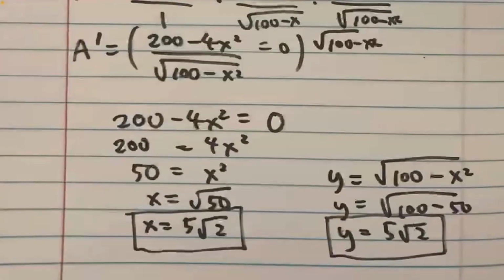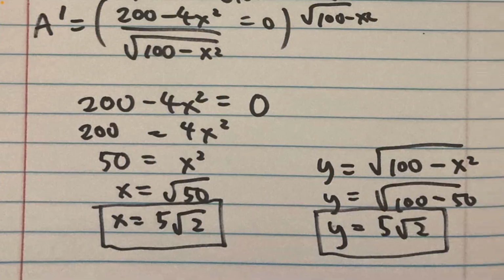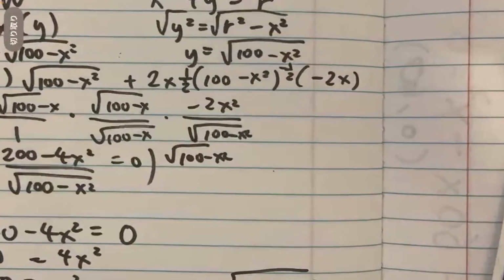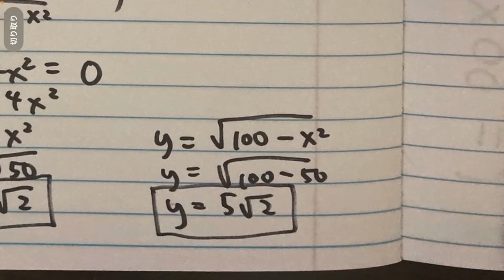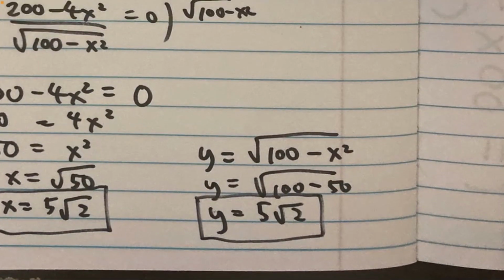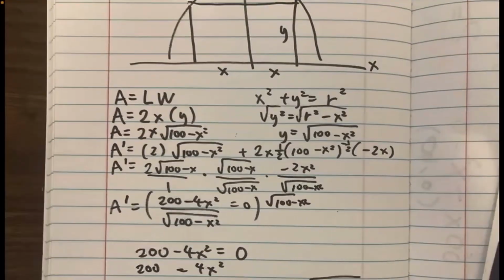We set this equal to 0 so that we can solve for x, and we should get x equals root 50. We can simplify a little bit further, and we should get x equals 5 root 2. And now we can put this 5 root 2 into our constraint that we solved as y equals the square root of 100 minus x squared, and 5 root 2 squared is equal to 50, and 100 minus 50 equals 50, so y is root 50. So we should get 5 root 2 as the answer, and these are the answers for the maximum area of this rectangle.